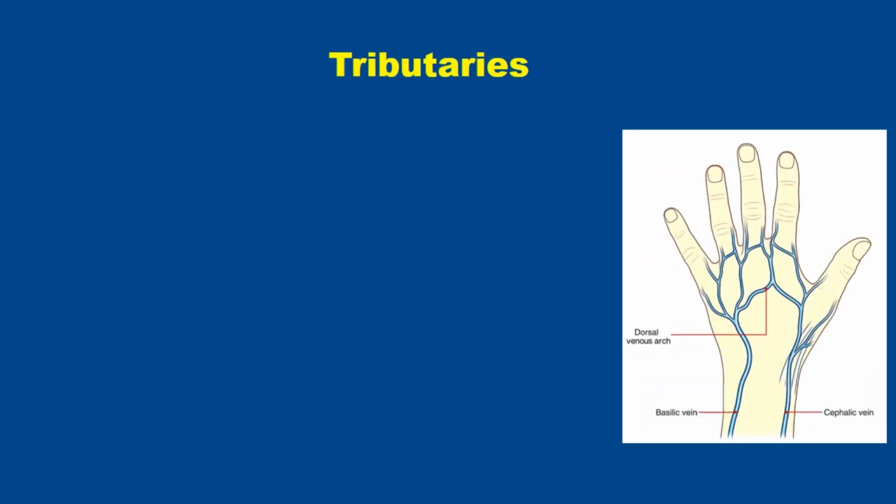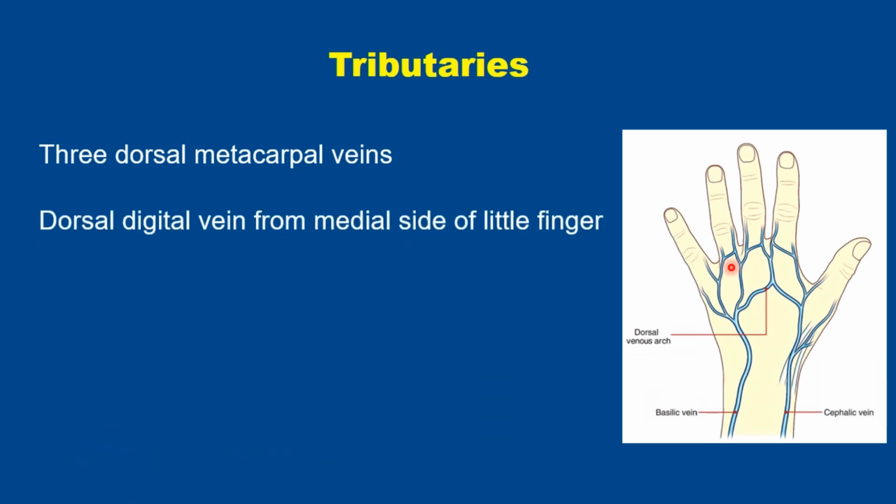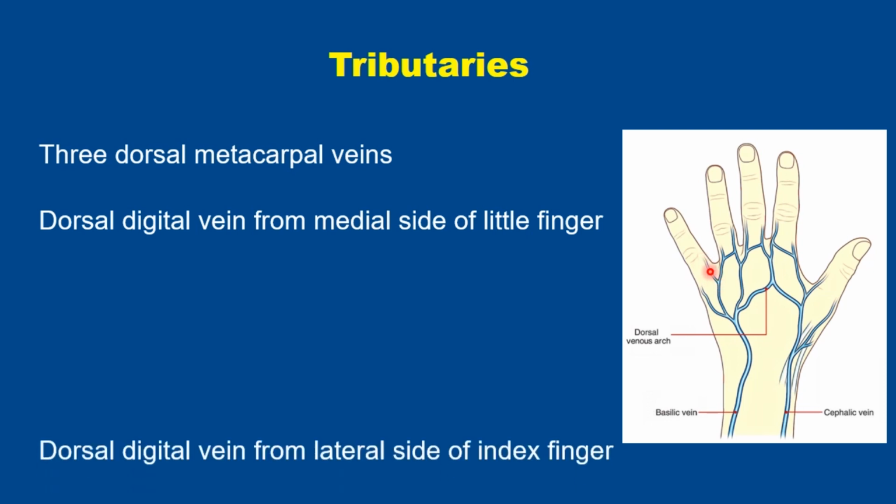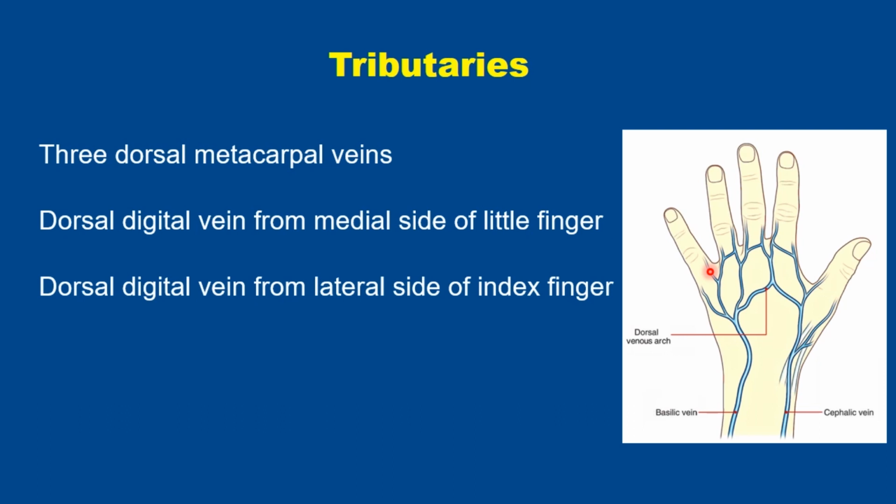Now the tributaries of the dorsal venous arch. First are the 3 dorsal metacarpal veins. Here we can see these are the 3 dorsal metacarpal veins. Then the dorsal digital vein from the medial side of the little finger. Here this is the dorsal digital vein. Then the dorsal digital vein from the lateral side of the index finger. This is the dorsal digital vein which lies on the lateral side of the index finger.